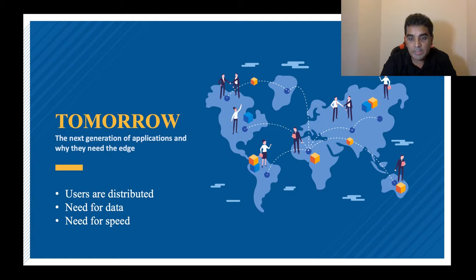This actually means that you've got to bring the data as close to the customer as possible, ensuring it's always available.